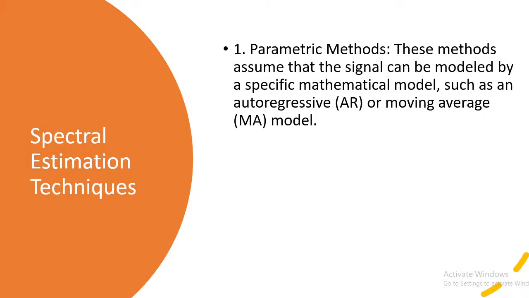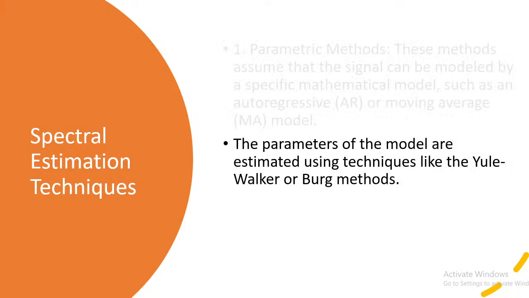And then there are parametric methods. So after these two methods, there are parametric methods. These methods assume that the signal can be modeled by a specific mathematical model. So you can employ a specific mathematical model, like autoregressive method or moving average model. So these models can be employed for the analysis. So that is parametric method.